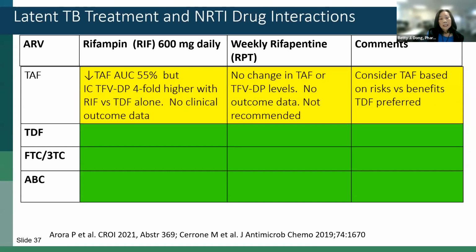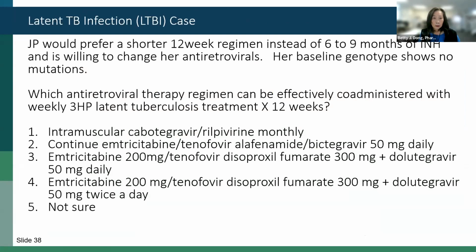And then for TAF, I've already gone over this, but to summarize, we do see decreased TAF area under the curve, but because the intracellular diphosphate active formulation of the tenofovir is higher with rifampin, some people might suggest that you do that. And there is some data with weekly rifapentine that, again, there's no change in TAF levels, but we don't have any clinical outcome data. So at this time, the recommendations are really to use tenofovir, but if you're so inclined, you can consider TAF at the fuller dose of 25 milligrams. And there is some data that suggests that some people have done TAF 25 BID, but again, that's a hard formulation to do. So here we are back to our case.